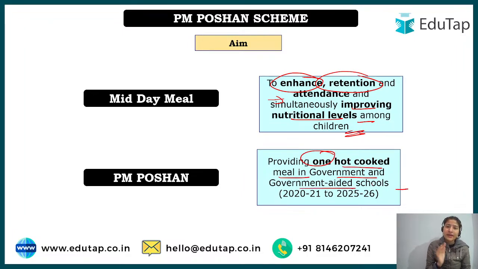Okay, and see, any scheme that is launched is always launched with a sunset period, meaning it is only up to a certain limit, and when they reach that limit, the government decides whether they want to continue the scheme or not.